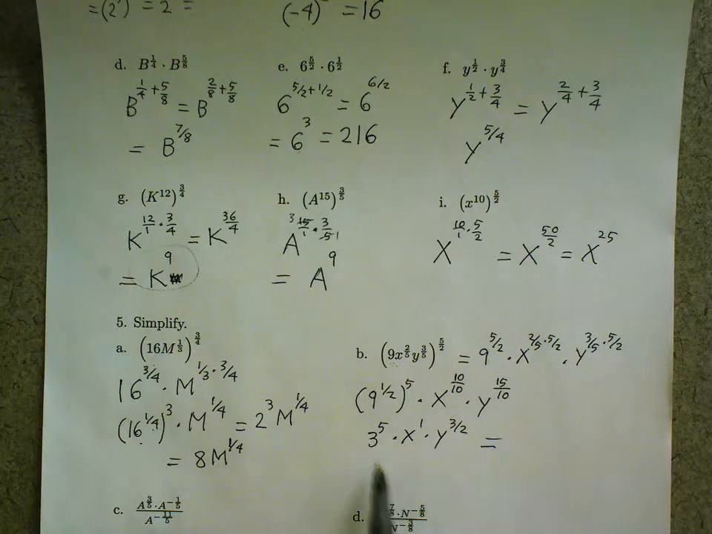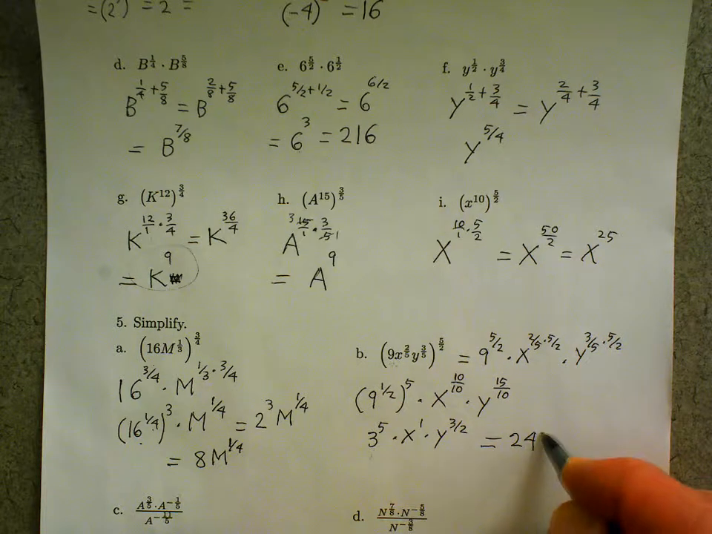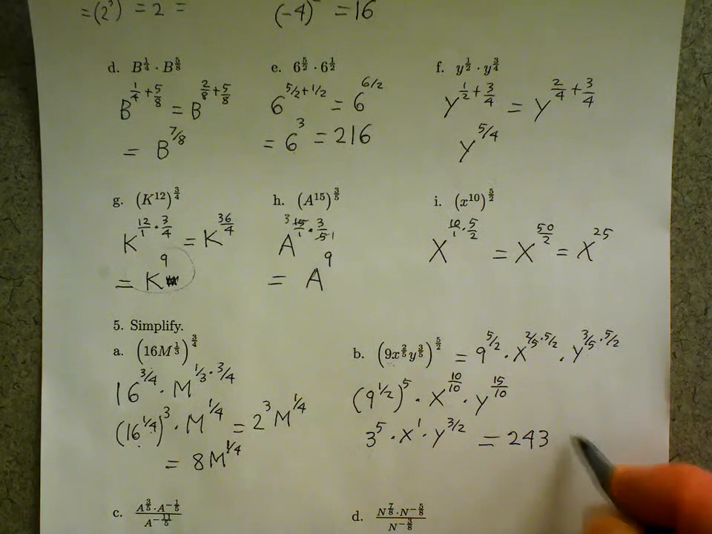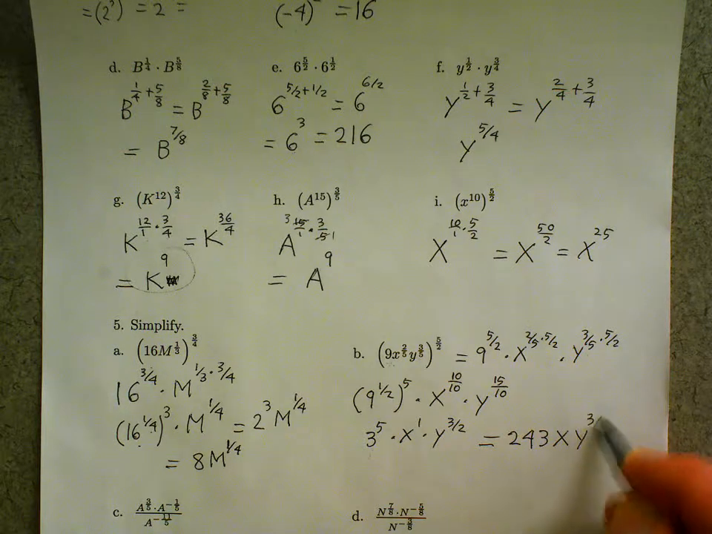And then finally, 3 to the 5th is 243. So 243 times x times y to the 3/2.